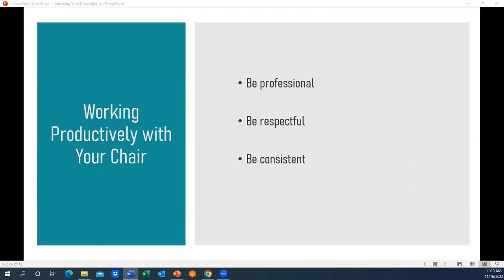Working productively with your chair. I put it in here because it's an important working relationship. Especially for your dissertation, it's the most important working relationship you're going to have. You're going to have committee members, but it's your chair you're going to be working with mostly. You just want to be professional, be respectful, be consistent.